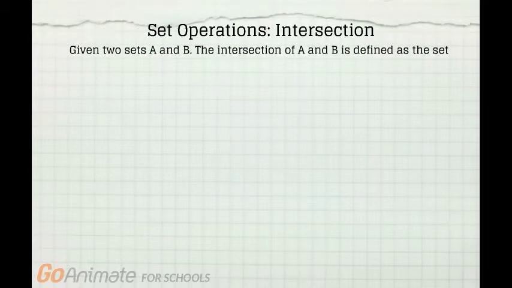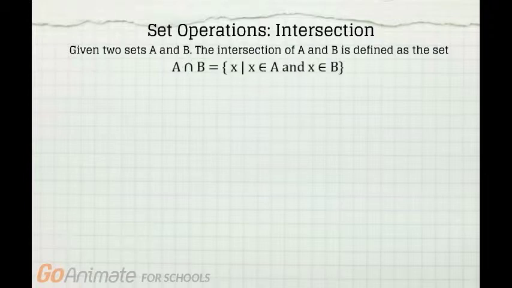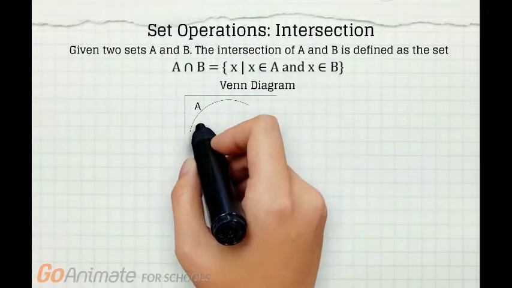This is another operation of sets. Given two sets A and B, the intersection of A and B is defined as the set A intersection B is equal to the set of X such that X belongs to set A and X belongs to set B. The Venn diagram of intersection is shown.